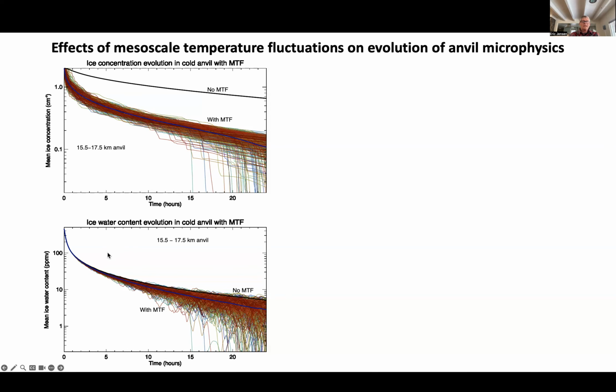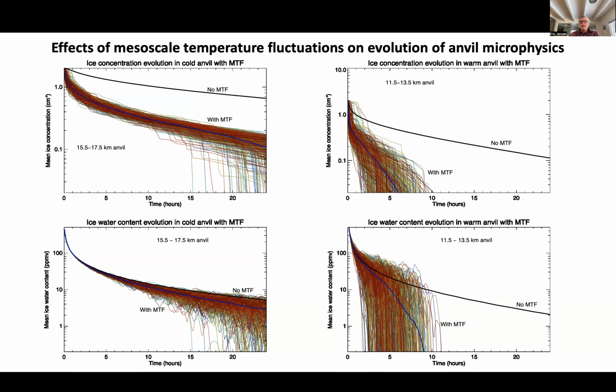Looking at the bottom at the ice water content, you can see that through most of the 24-hour simulations, the ice water content is not affected much by the mesoscale temperature fluctuations. That's again because it's dominated by the larger ice crystals, which are predominantly affected by sedimentation. But as you get later in the simulations, when you've actually lost most of your ice crystals, you start to lose your ice mass as well when you include the mesoscale temperature fluctuations.